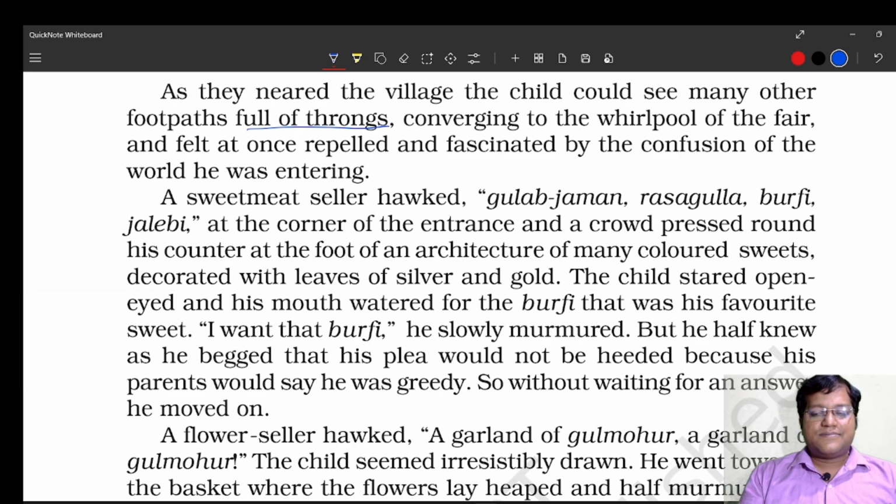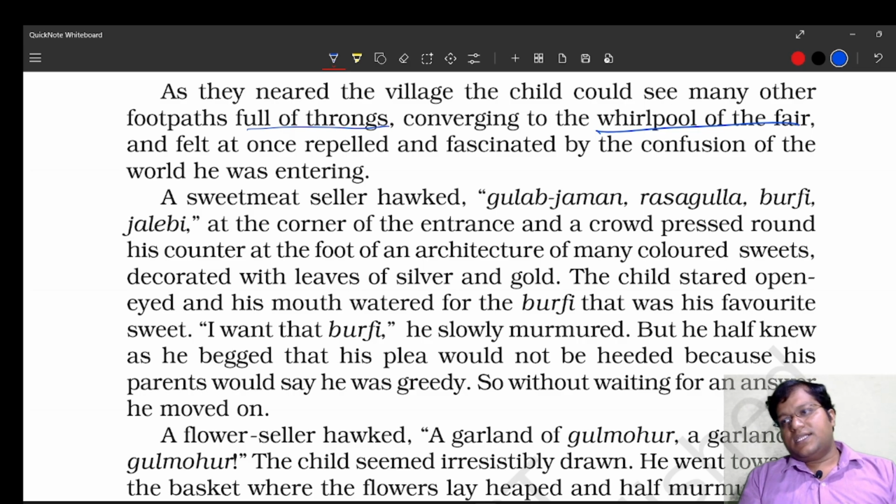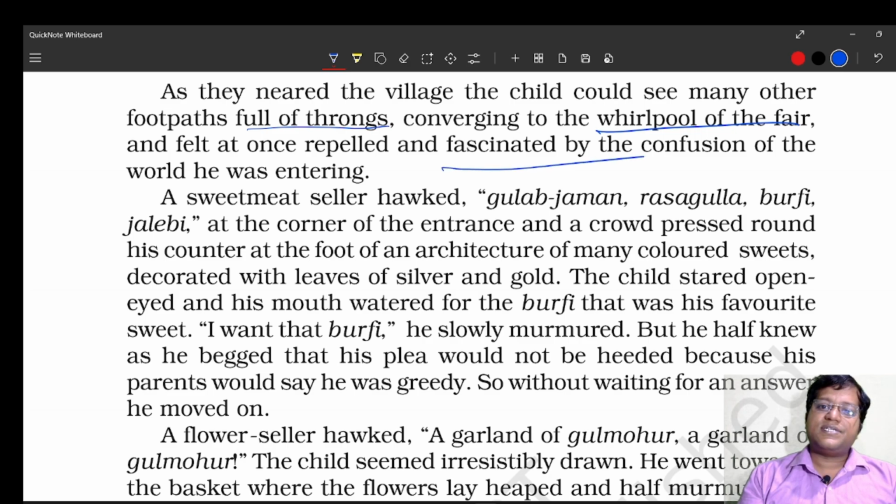When they are near the village, the little boy would see that from different sides, different footpaths converge to this place, and lots of people are coming from all sides, converged in a type of whirling of the fair. Whirling is the motion of the water. Generally, during flood time, we see some type of whirling. It's a type of very powerful rotation. And he felt at once repelled and fascinated by the confusion of the world he was entering.